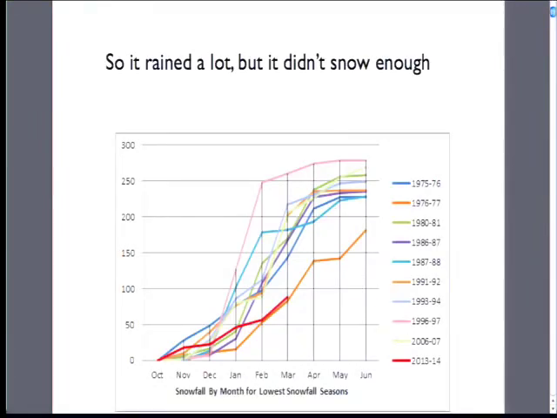Over the weekend, it rained a whole lot. This side over here is supposed to be the inches of snow, and here we have the months. These are the least snowy years, and we're tied for the least snowy year. So it rained a lot in Berkeley, but it didn't snow enough in the mountains. We have to hope for a couple more weekends like last weekend so we can catch up. The snow line went up to 8,000 feet, and so too much of it fell as rain.